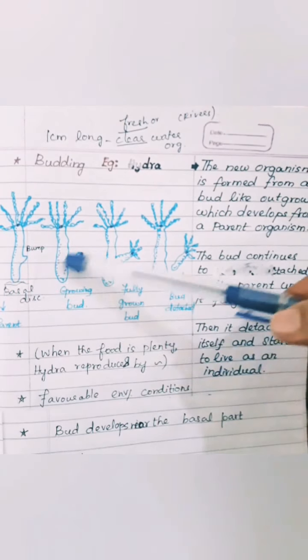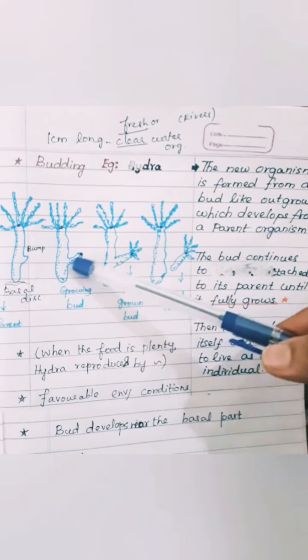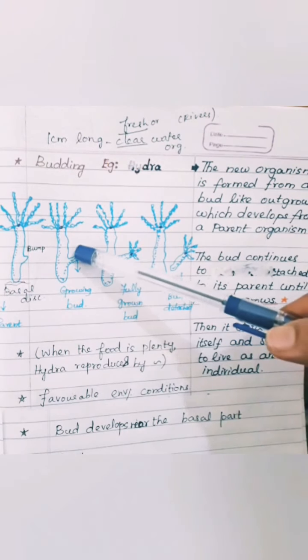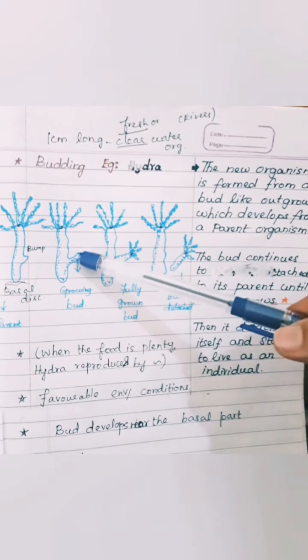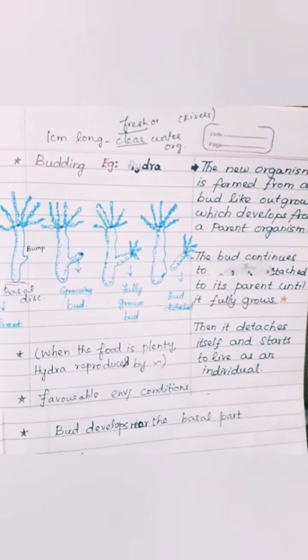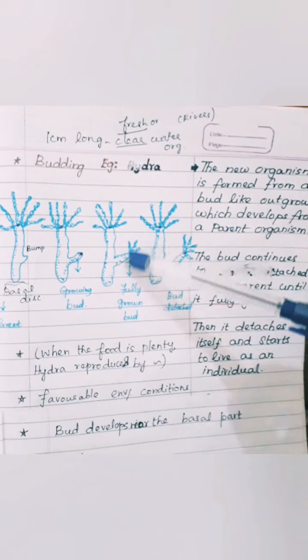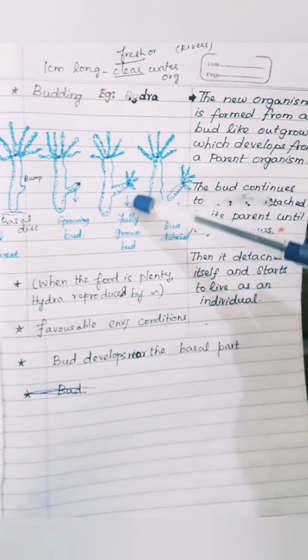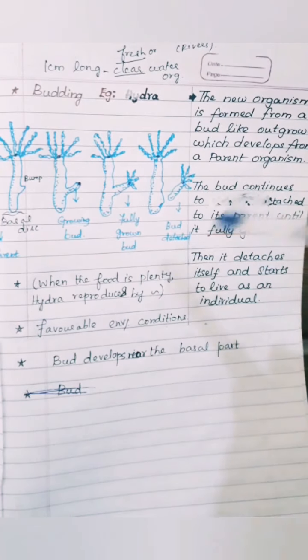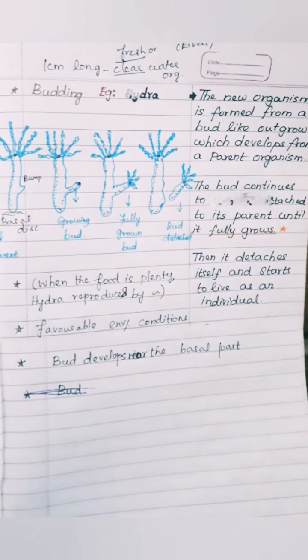So after receiving enough nutrients, the bud starts growing, and a small mouth appears at the middle of the bud. Okay, this is called the mouth. The black point which I have marked here, that's the mouth. Then the daughter hydra starts producing tentacles. Once the bud grows fully, the bud will fall down and attach itself to the substratum, and it will start living as an individual organism. So for budding to occur, the hydra requires favorable environmental conditions.